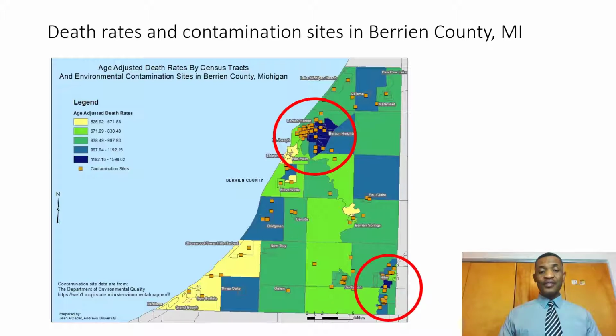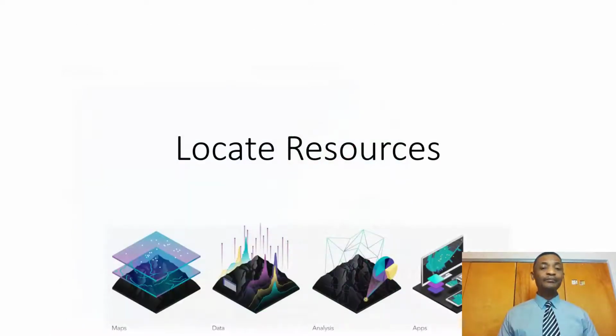Also in the southeast of the county, in the place called Niles, we have some concentration of contamination sites. And in the middle, you see a darker color of death rates as well. What's going on there? That requires further studies. However, ArcGIS allows us to see the problem so we can take action to investigate.